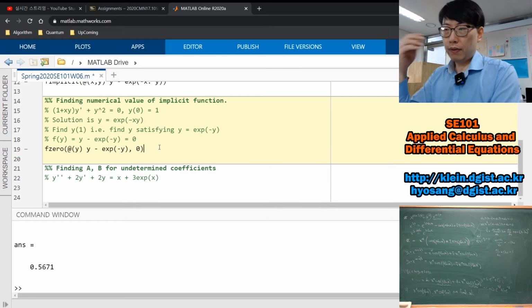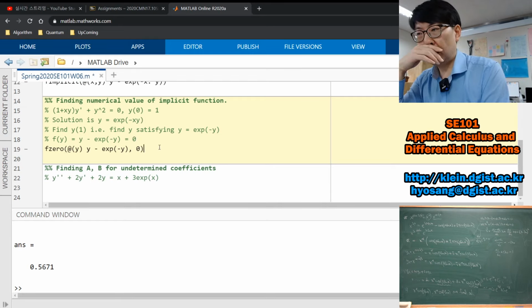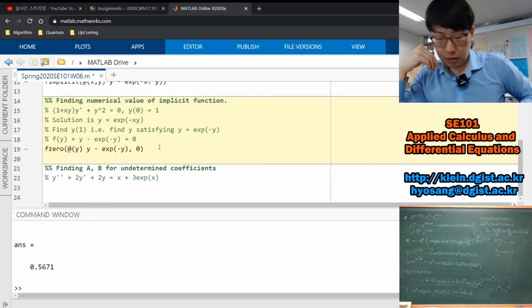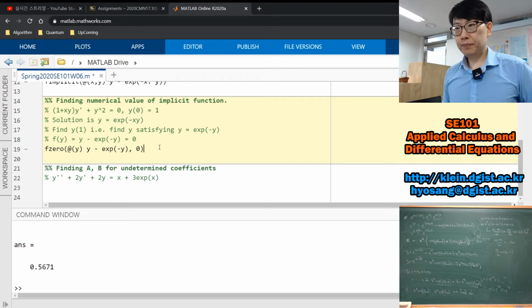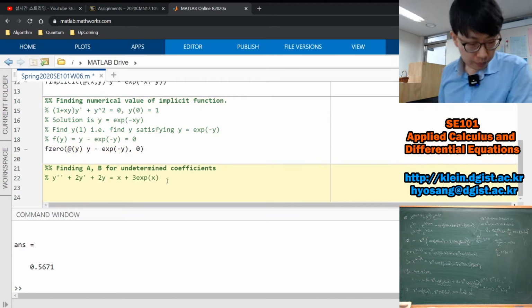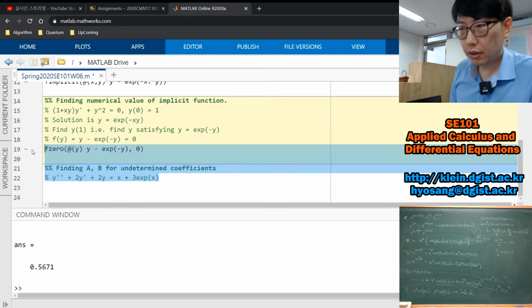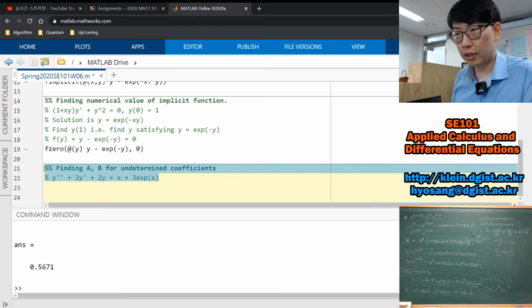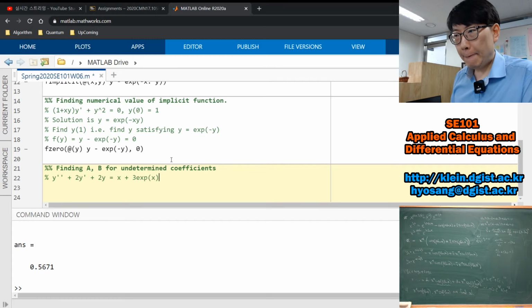So this is a numerical way of finding a root, and I don't think there is an exact solution to this equation, so the symbolic method cannot be used here. The other part is for the next lecture, when we are required to find constants a, b satisfying this equation. We will do this next time.